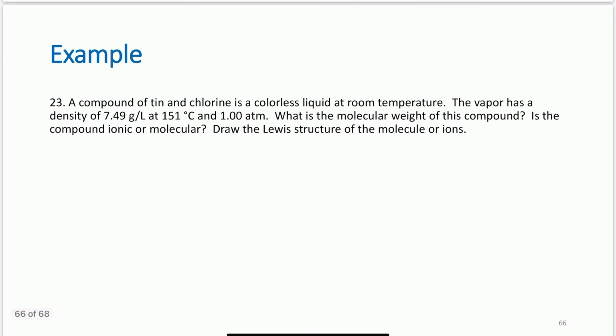A compound of tin and chlorine is a colorless liquid at room temperature. The vapor has a density of 7.49 grams per liter at 150 degrees C and 1 atmosphere pressure. What is the molecular weight of this compound? Is the compound ionic or molecular? And draw the Lewis structure of the molecular ions.